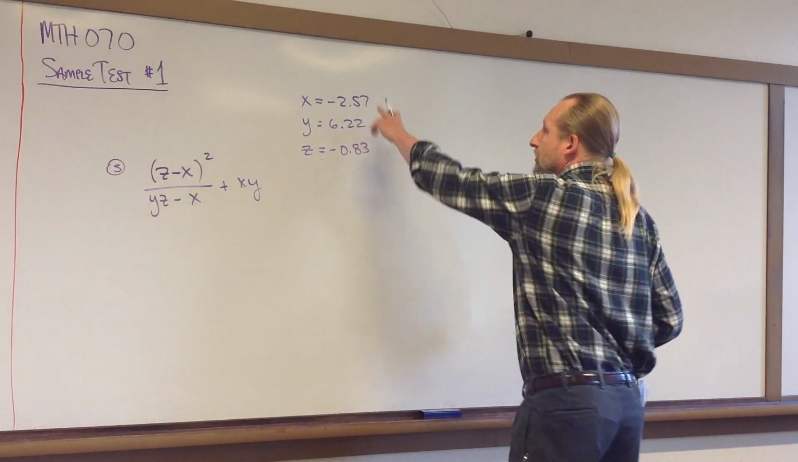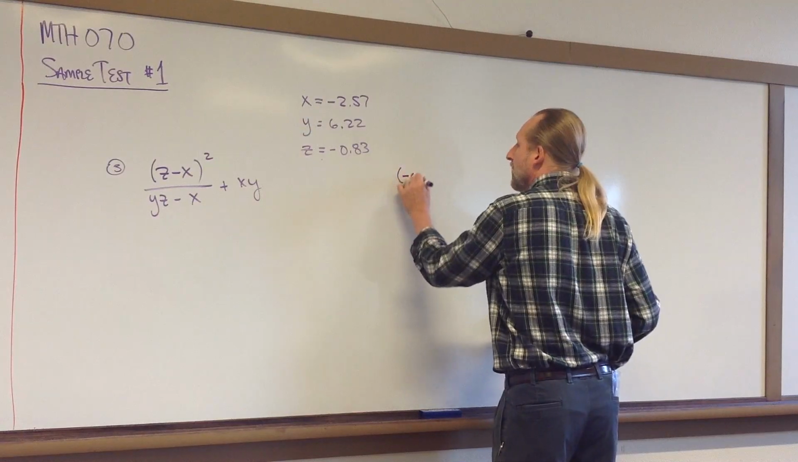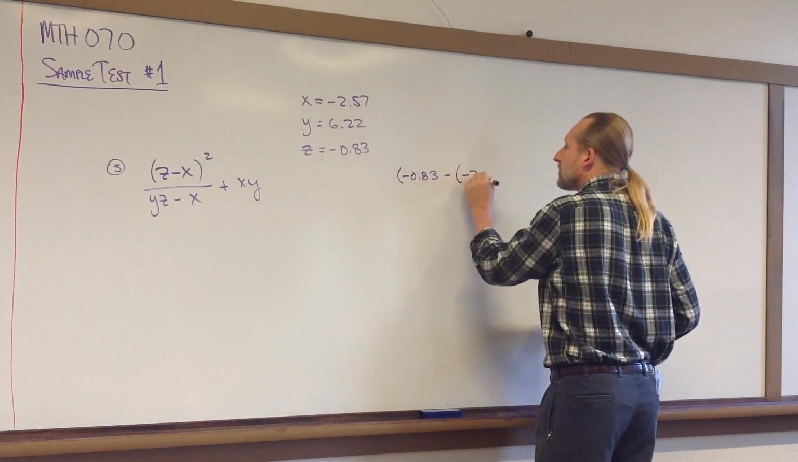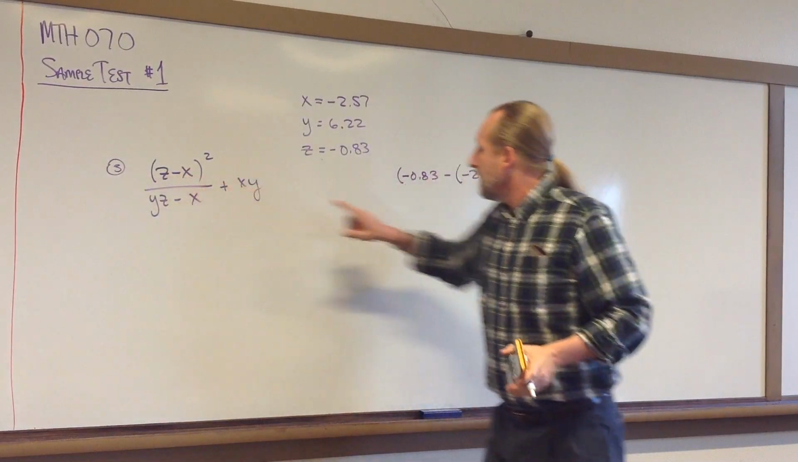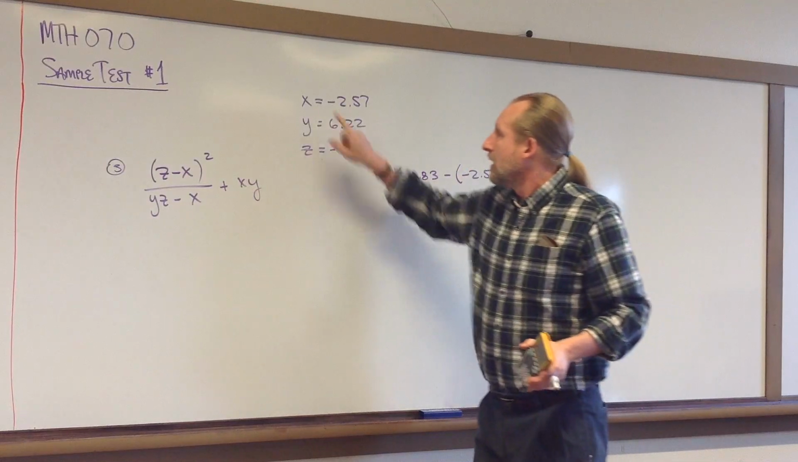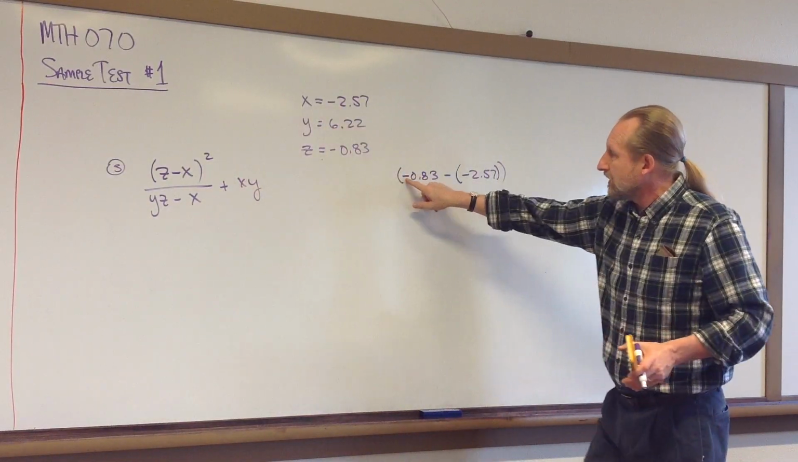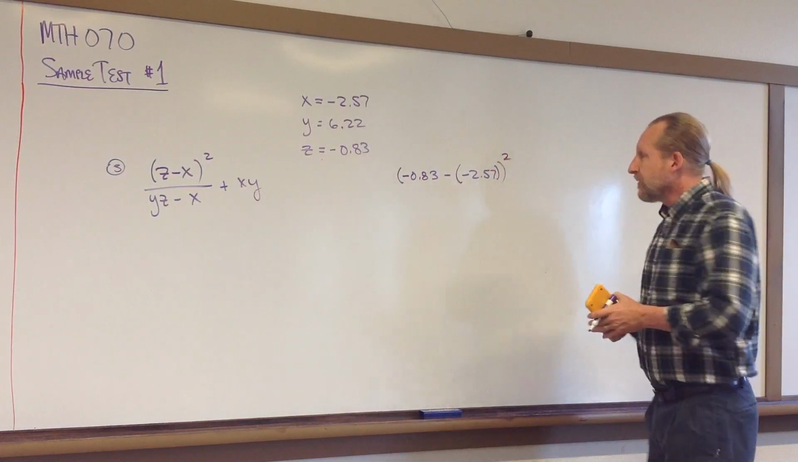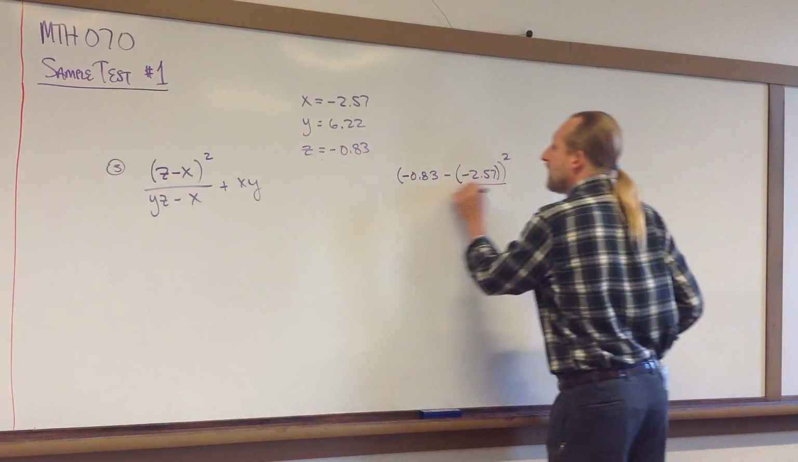First I'll substitute our values into this expression. So the z, negative 0.83, minus the x, negative 2.57. And remember, this minus sign comes with the formula. This minus sign comes from the value of x. And this minus sign comes from the value of z. And that all gets squared. Now we've got to simplify this inside here before we do any squaring.